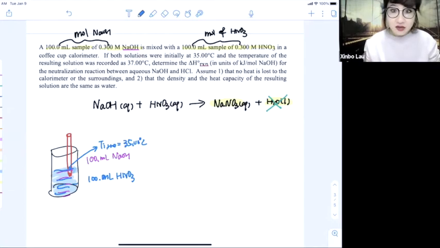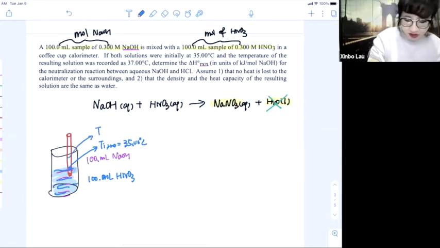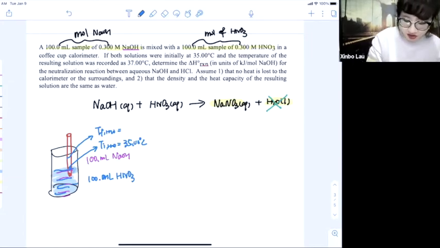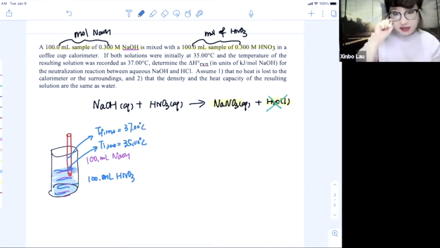And then after the reaction happens, what happens? After you put them together, they're going to react. After the reaction, the temperature went up. The final temperature, again, you're really just measuring the temperature of the solvent, that water. That's our surrounding, and that's 37.